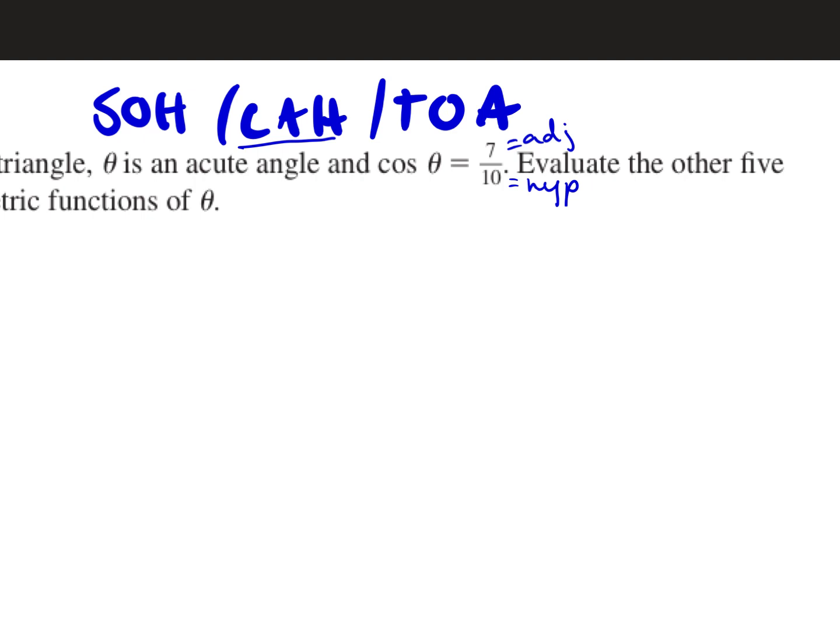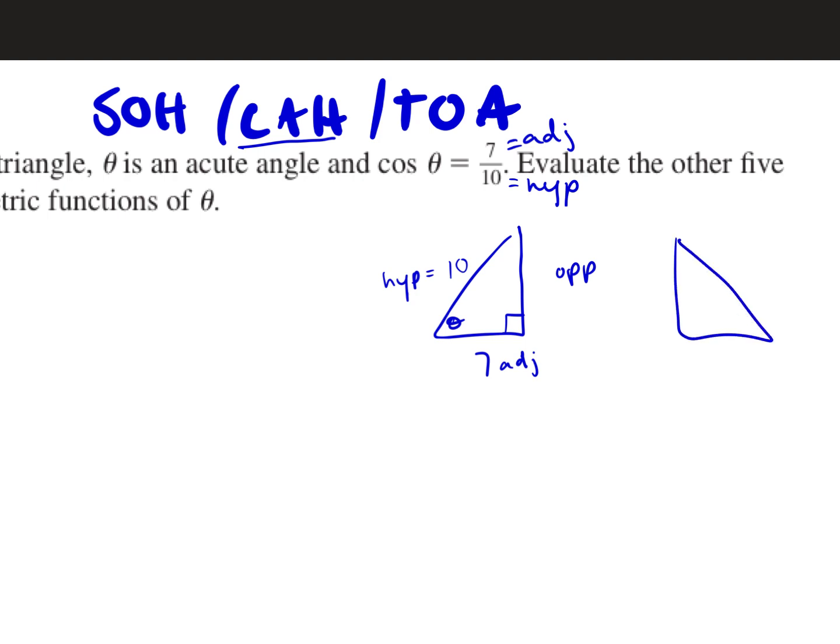If it helps, draw your triangle. Just draw a right triangle. Put theta on there and your right angle. Adjacent would be 7. Hypotenuse is 10. What are we missing? The opposite. Can you put your theta anywhere? You can put your theta anywhere. One of the acute angles, it could either go down here or here. If your right triangle goes this way, that's fine too. You can put your theta here. How would I find the opposite?